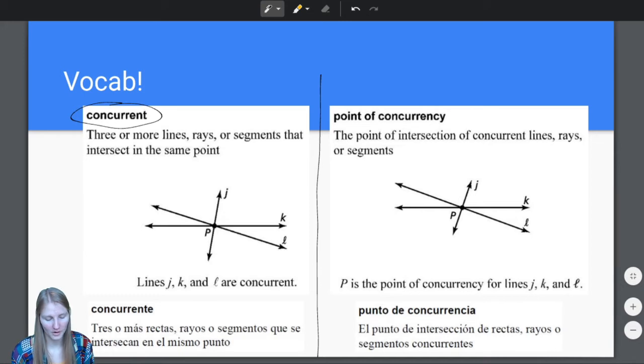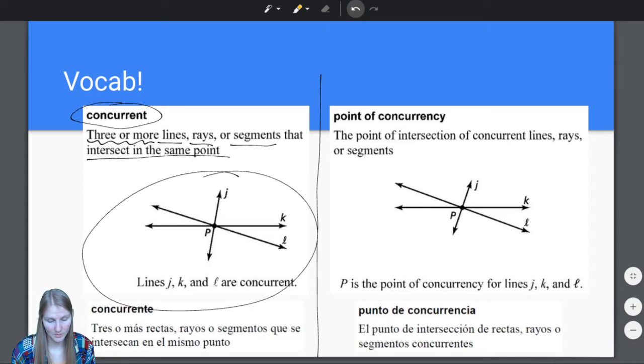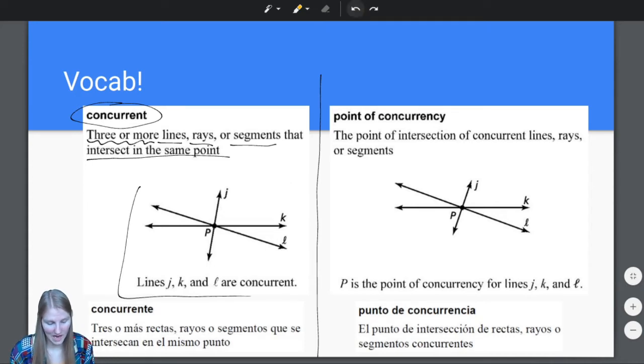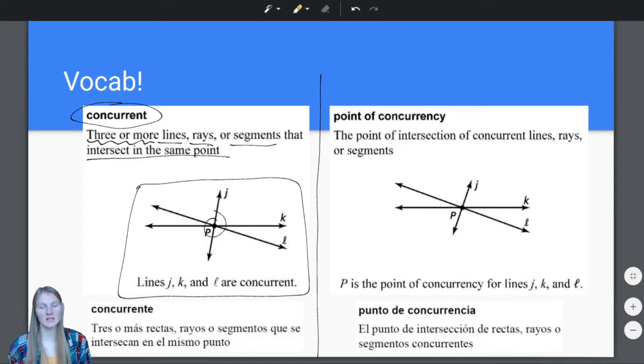If we look on the left, concurrent, and we're going to hear this word throughout 6.2 and 6.3: three or more lines, rays, or segments that intersect in the same point. So three or more, that's important. In this example, we have that lines J, K, and L are concurrent because they all intersect at point P. And that point P we call the point of concurrency.